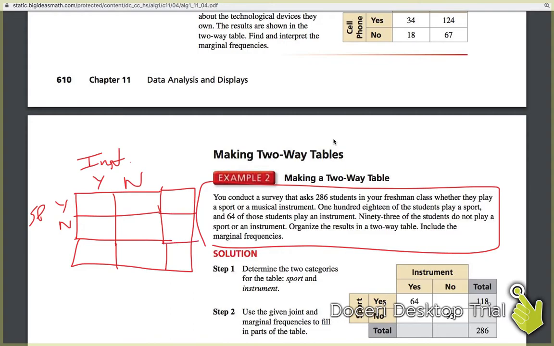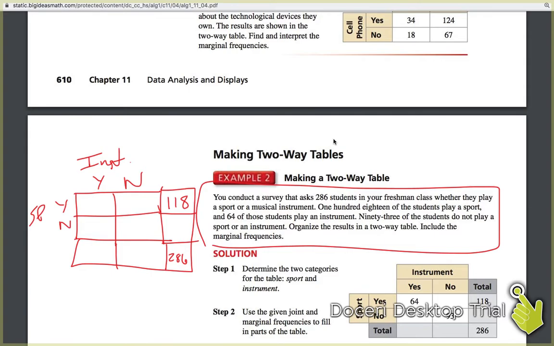So based on the information that they're giving us, 286 students, well, that's the total number of students, right? Total number is always in that bottom right-hand corner, okay? It says 118 of the students play a sport. Well, I don't know of those 118 if they play an instrument or not, right? So that's the total here. That's the total that play a sport.